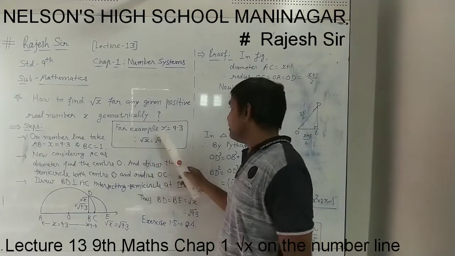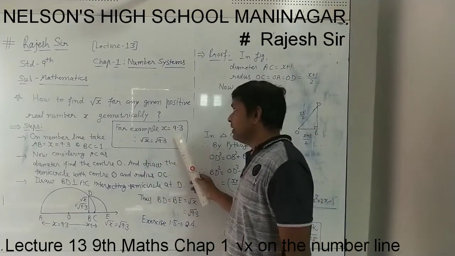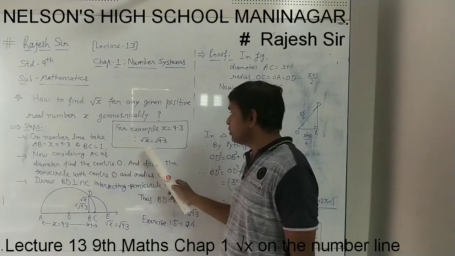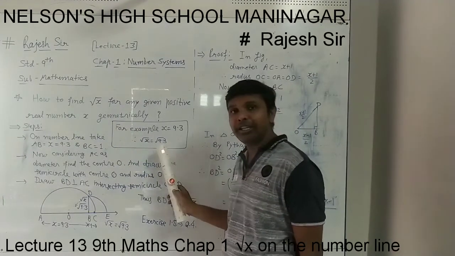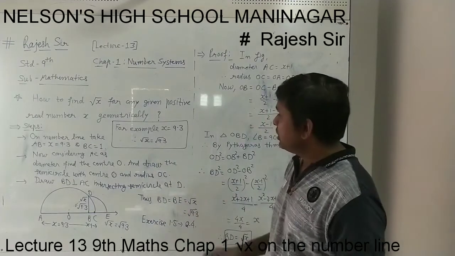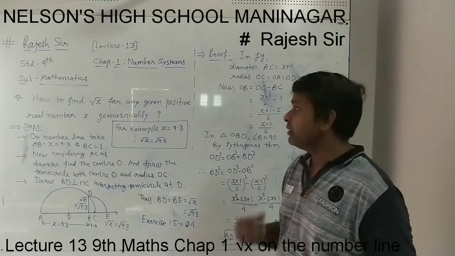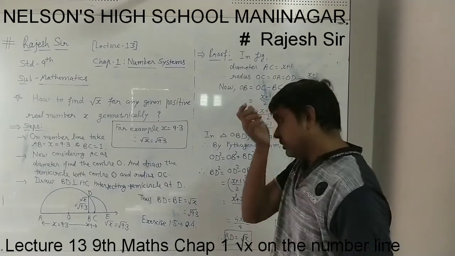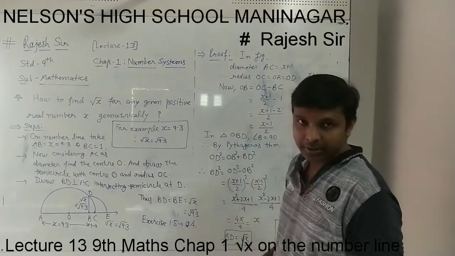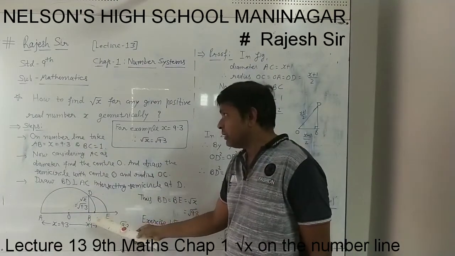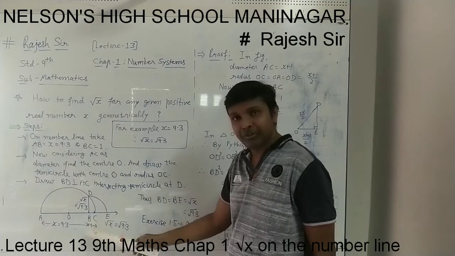For example, we will take x equals 9.3. If we take x equal to 9.3, then root x equals root 9.3. Now our aim is to represent this root 9.3 on the number line, right? And how to get its length geometrically. So here the steps are given and here the figure is given. Step by step you can draw the figure.